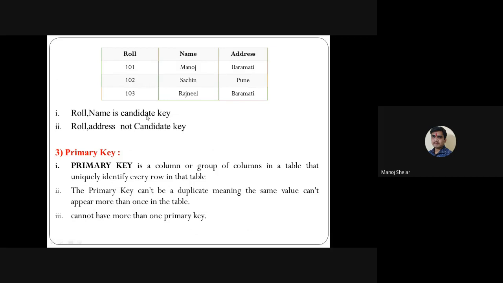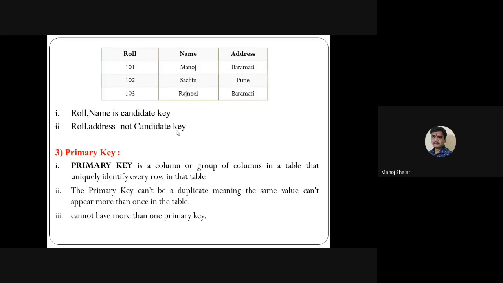So roll number and name is a candidate key. Suppose here roll number and name is a candidate key. So roll number and address is not a candidate key. Suppose roll number and name is a super key, then roll number and name is a candidate key. No problem. But roll number and address is not a candidate key. Okay. These keys are normally required in the normalization concept: super key, candidate key, prime attribute, non-prime attribute.